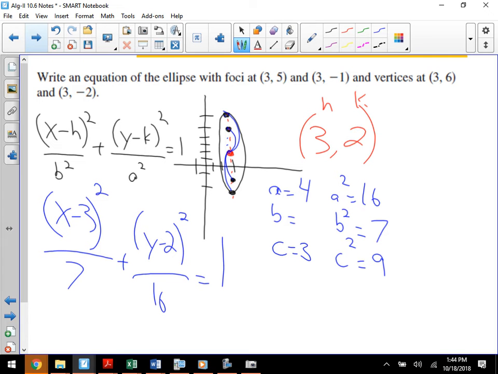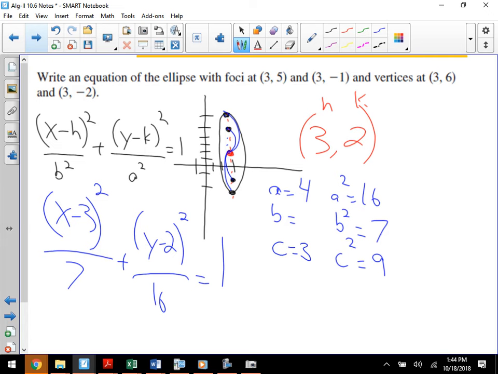Your center is always going to be shared either vertically or horizontally with something. Since the foci and the vertices are all vertical, the center has to be on that same vertical line. We know that the x value has to be 3. If you find the midpoint between those two, what's 3 plus 3? What's half of it? 3. Same idea. We're just finding the midpoint.